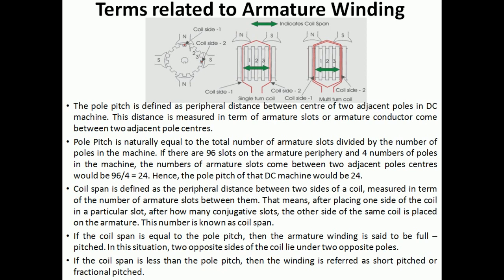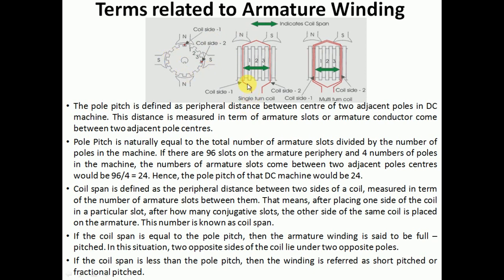Next, you must know the definition of pole pitch and coil pitch. Coil pitch is also said to be coil span. Pole pitch is defined as the center to center distance between two adjacent poles measured in terms of armature slots. If you see in this diagram, the center to center distance between this north pole and the adjacent south pole is 4 slots. This diagram is actually the stretched version of this one.